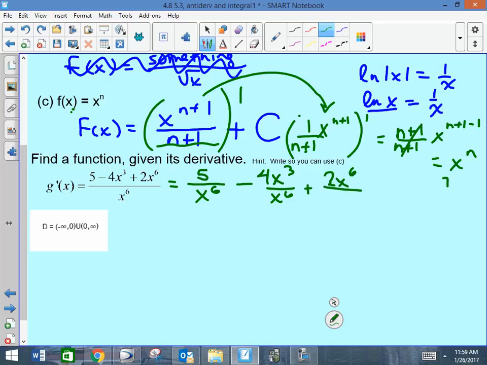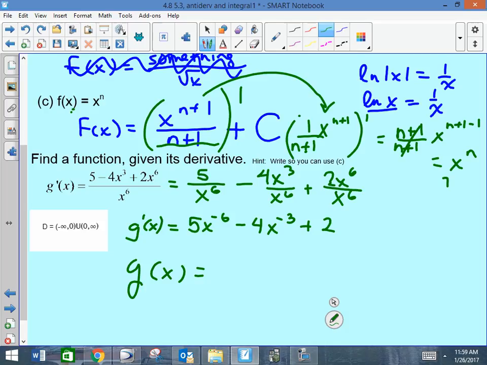Okay. So if we split it up, now we can write that as, this is still G prime, I haven't done anything with it. 5x to the -6, good job. Minus 4x to the -3, good work. And 2, x6 is canceled. Okay, now we have power rule that we can apply 3 different times.